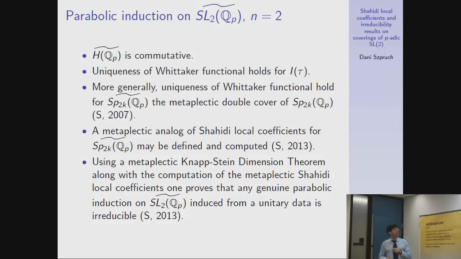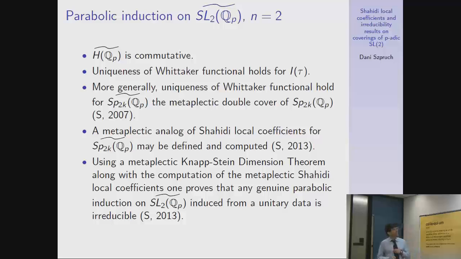Using a metaplectic Knapp-Stein dimension theorem, along with the computation of metaplectic Shahidi local coefficients, one proves that any genuine parabolic induction on SL2, the double cover, induced from unitary data is irreducible. So the picture is not quite as in the linear case.